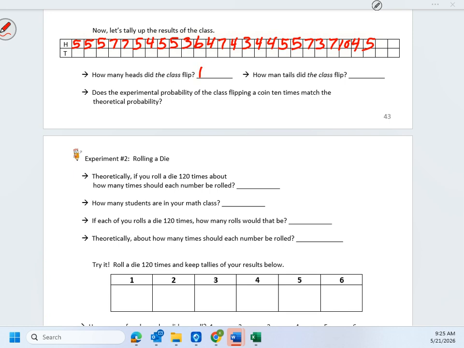Gigi got 129. Yep. Other people get 129? Yeah, okay. Now we're going to do tails. Same order. Okay? Audrey.